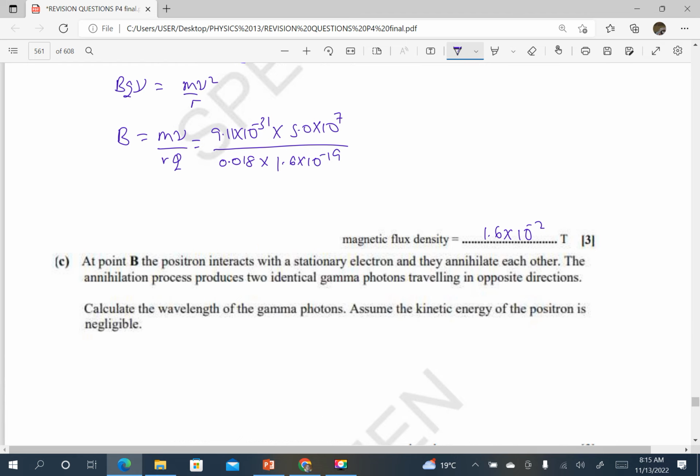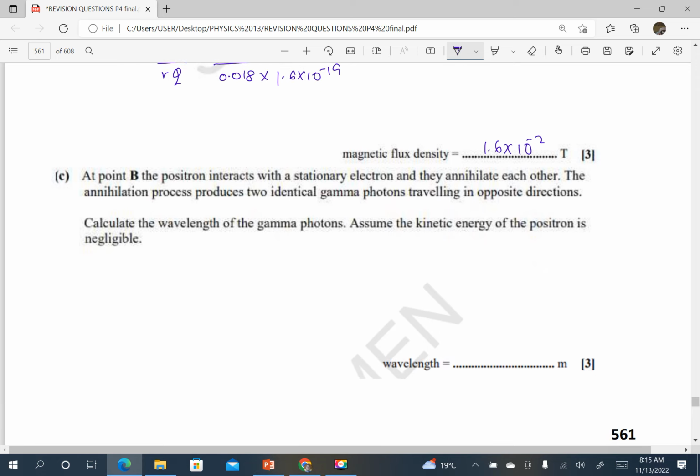At point B, the positron interacts with the stationary electron and they annihilate each other. The annihilation process produces two identical gamma ray photons traveling in opposite directions. We call that the line of response. Calculate the wavelength of the gamma ray photons, assuming the kinetic energy of the positron is negligible.